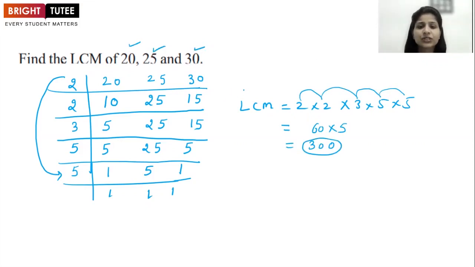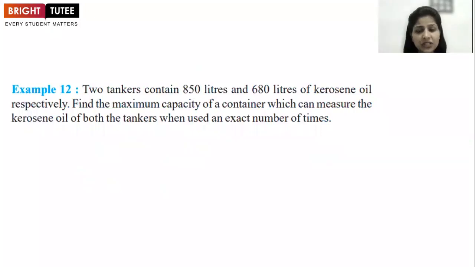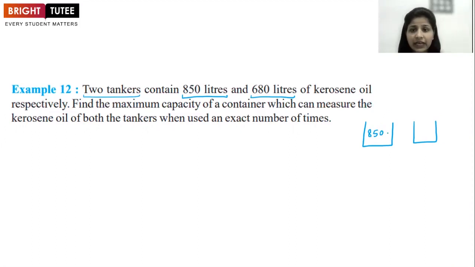Okay, let's now do some application based questions, some real life problems on HCF and LCM. Focus on this one. It is saying there are 2 tankers. What are we given with the 2 tankers and what is the capacity? One has 850 liters capacity and another has 680 liters of kerosene oil respectively. So there are actually 2 tankers, first and second. In the first one, the quantity that we have is 850 liters.